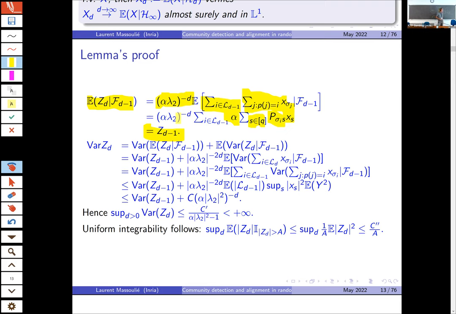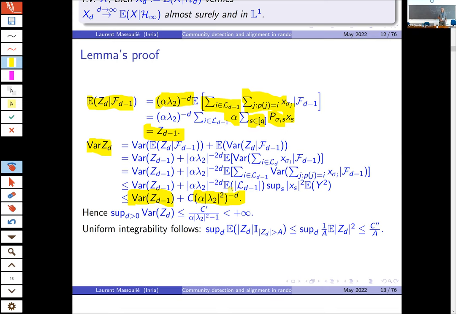So I don't know if I want to detail all of that, but what it boils down to is the following. If you look at the variance of our statistics at generation D, you apply what is known as the conditional variance formula, and you get a result easily. And this result separates into two contributions. You have the variance of the statistics at generation D minus one, plus something that you can bound by something proportional to an exponential in D term. And this term that is raised to the power D is precisely one over alpha times lambda 2 squared. And so that's where the Kesten-Stigum threshold shows up.